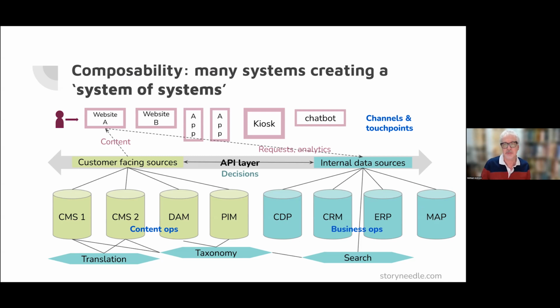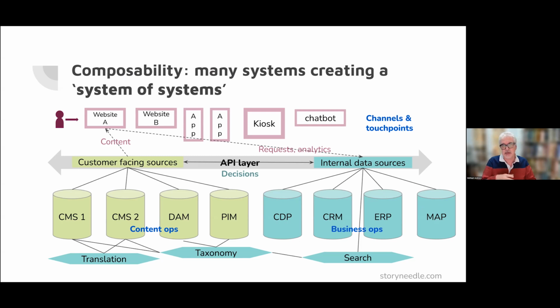An organization probably has even more than one app, and they may have other channels as well. So this person may be moving between these different touch points, and they need content available on whatever touch point they're interacting with. In the center here, we have this API layer I mentioned. And then at the bottom, we have different sources of content and data.